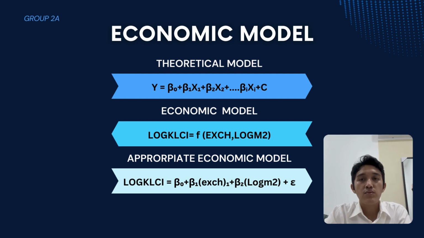The economic model that we're going to use is log KLCI equals a function of exchange and log M2. And the appropriate economic model that we're going to use is log KLCI equals beta 0 plus beta 1 x1, which is exchange, plus beta 2 log M2, which is x2, plus error term.